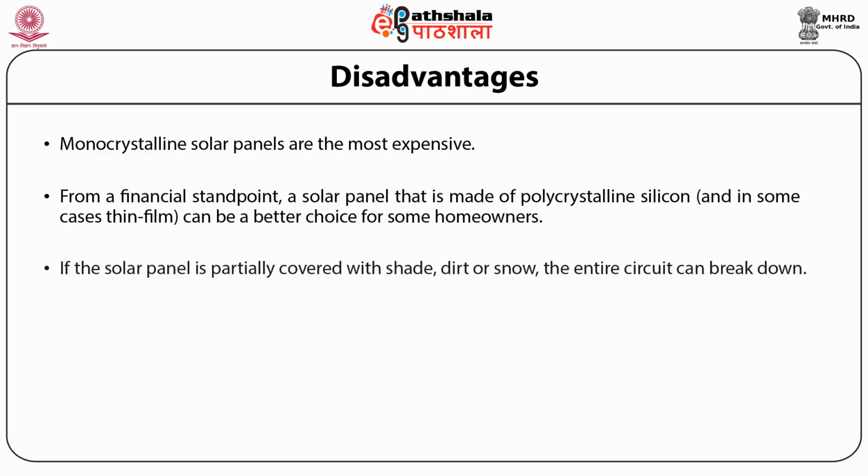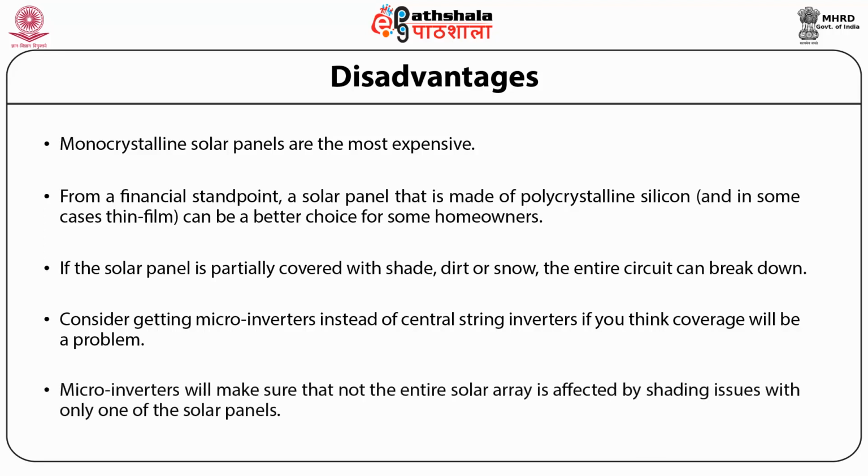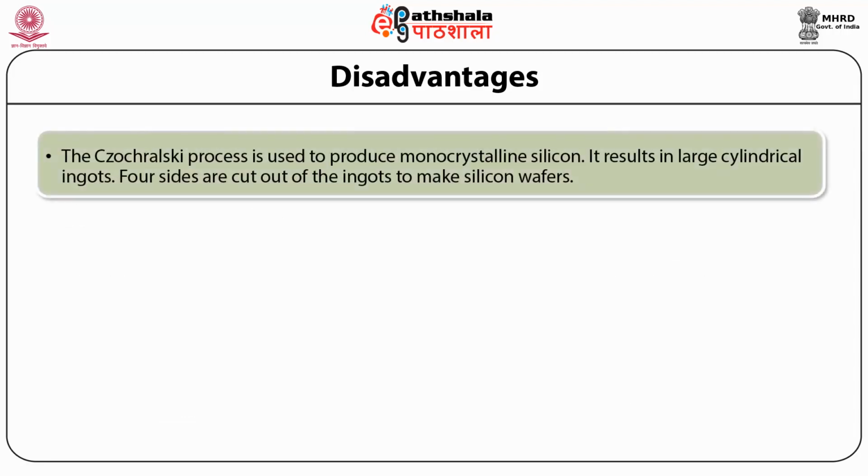Secondly, if the solar panel is partially covered with shade, dirt or snow, the entire circuit can break down. Consider getting microinverters instead of central string inverters if you think coverage will be a problem. Microinverters will make sure that the entire solar array is not affected by shading issues with only one of the solar panels.